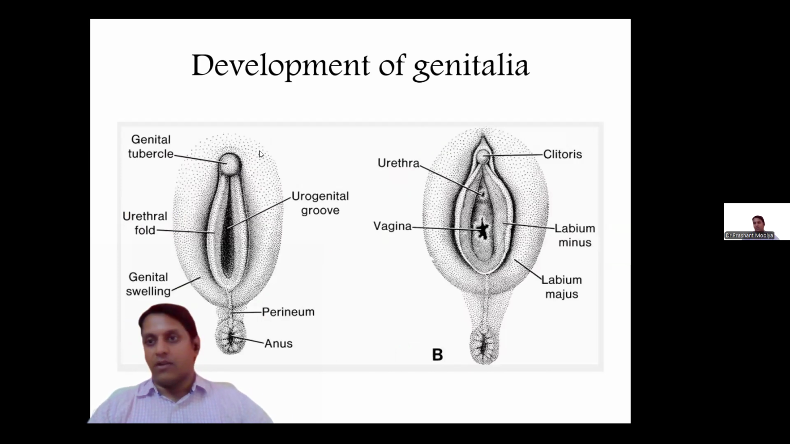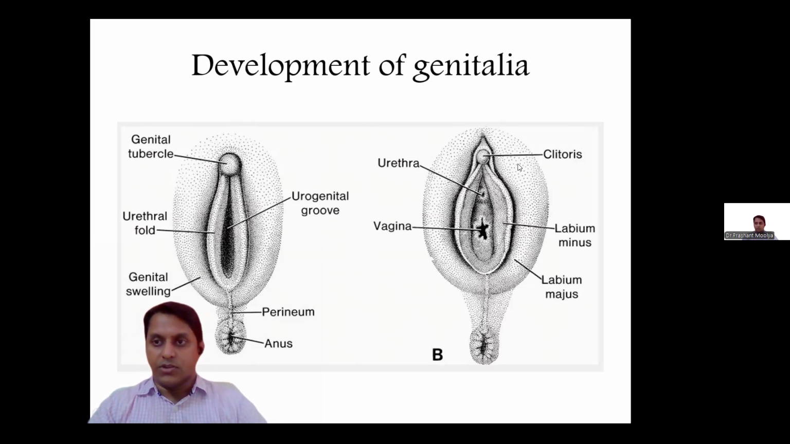In the absence of SRY gene, the genital tubercle regresses to form a clitoris, while the urethral fold remains and does not fuse here, but will now be called labia minora, and the genital swelling will be called labia majora. And inside this, the urogenital groove opens into the vestibule of the vagina, where you will find the openings of the urethra as well as the vagina. So that's the fate of those three major swellings, which develop into the male as well as female genitalia.